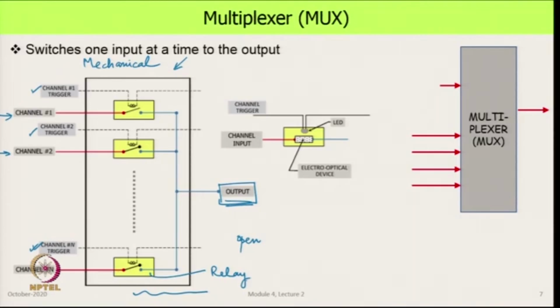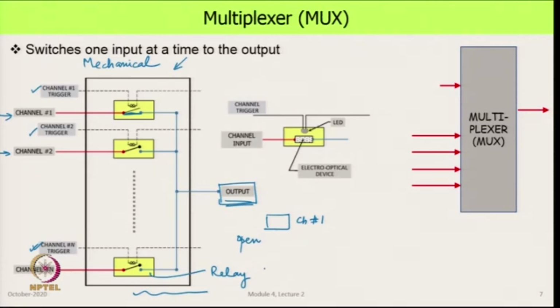Then if you trigger channel number 1, then what happens is that this switch will close. The circuit will get completed and this signal will come out, and on the output you will see the value of channel 1, or you can take this value into the hardware storage.